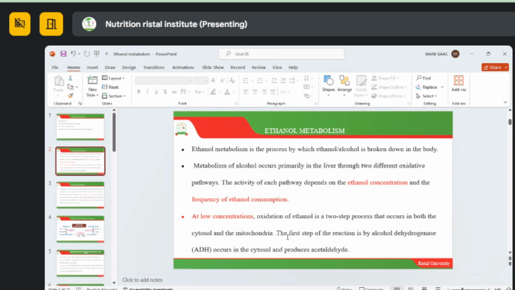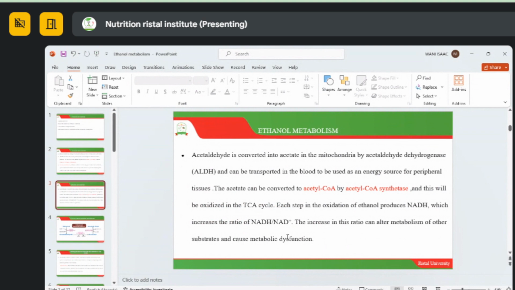The first step of the reaction is by alcohol dehydrogenase. Just have in mind that you're having NAD in this reaction. Alcohol dehydrogenase catalyzes this first reaction in the cytosol, and it will produce acetaldehyde. So once ethanol is broken down in the presence of the enzyme alcohol dehydrogenase in the cytosol, you have the product acetaldehyde. Acetaldehyde is then converted into acetate in the mitochondria, which is the second step in this process.